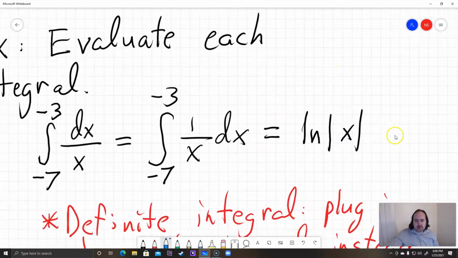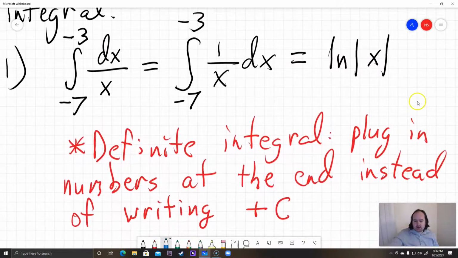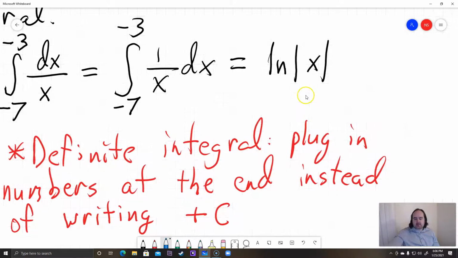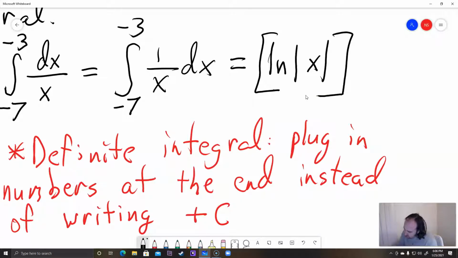Okay, but that's calculus 1 stuff, so if you need to go over that, you should review that. But this one's a definite integral, so we plug in numbers at the end instead of writing plus c. So we're going to be doing ln of absolute value of x. Okay, and we're going to be evaluating that from x equals -7 to x equals -3.